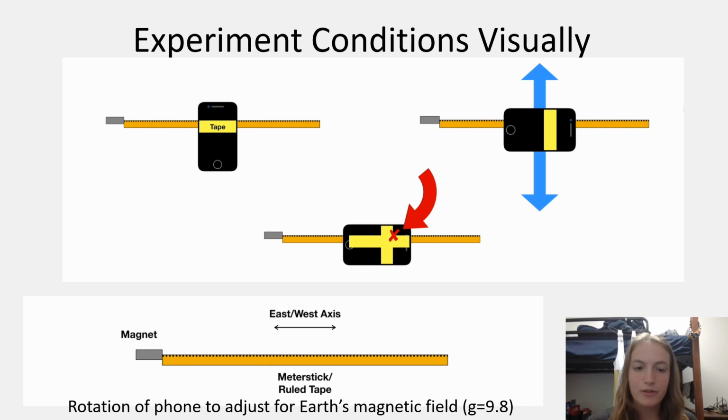I do want to show this visually. As I said, we had the ruler and the magnet on one side, and I used my phone and moved up and down, side to side, until I found where the magnetometer showed the red X. In the bottom photo, I also want to show that I rotated my phone to adjust for Earth's magnetic field, because I didn't want any of my results to have a bias towards Earth's magnetic field.